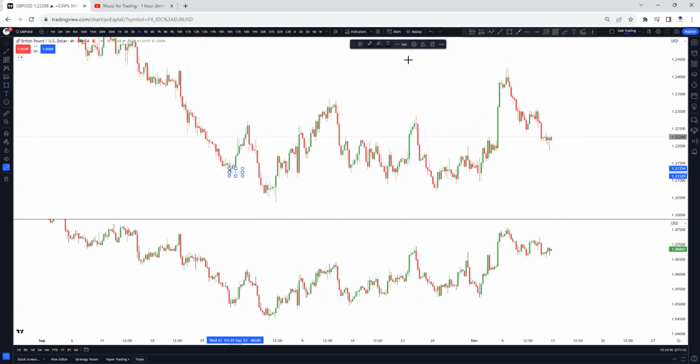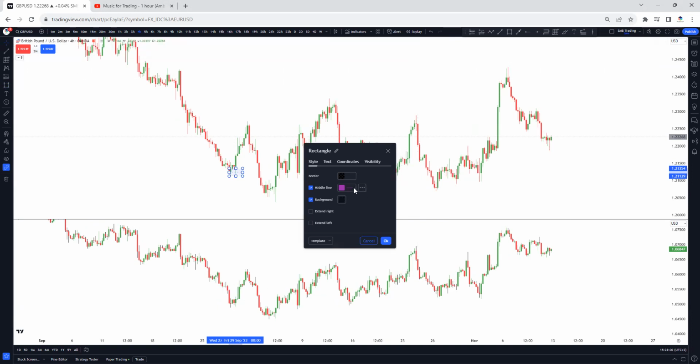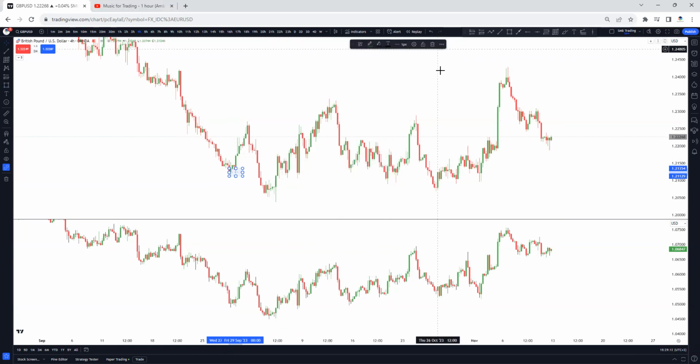I need to change the color. How do I do it? Okay. No, I can use this.